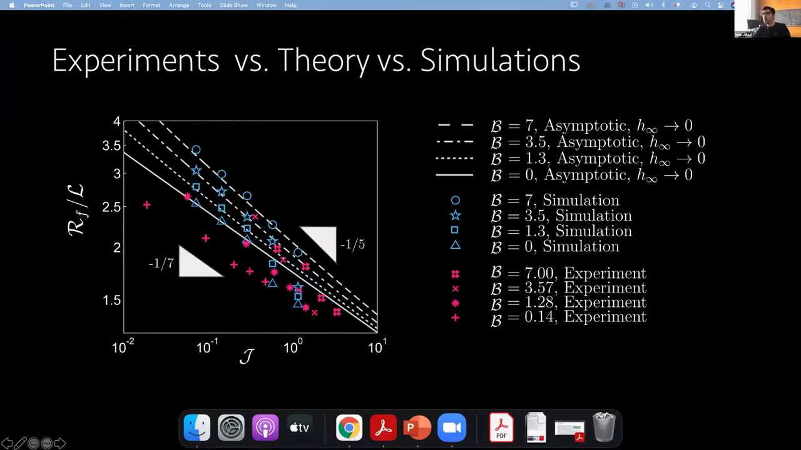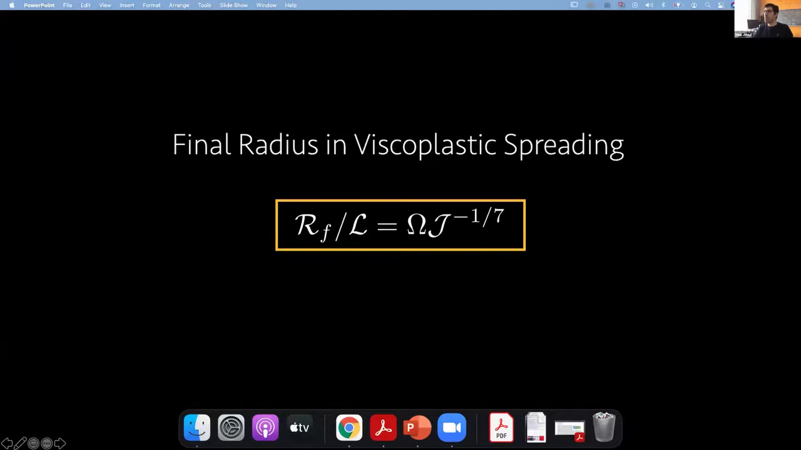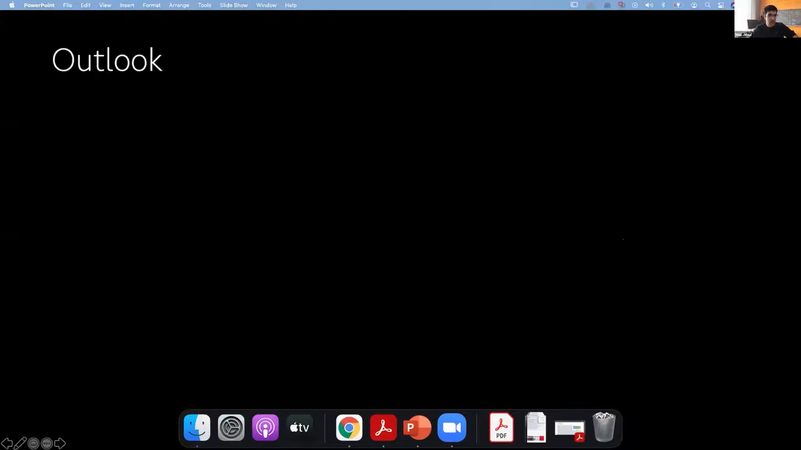All right, so to put everything in a nutshell, these equations probably do it. So that is the final radius of such droplets, the scaling law for the final radius. And now this prefactor omega is known via experiment, simulations, and also asymptotic simulations. Okay. So a little bit of outlook in the next 2 minutes, on where we go from here.